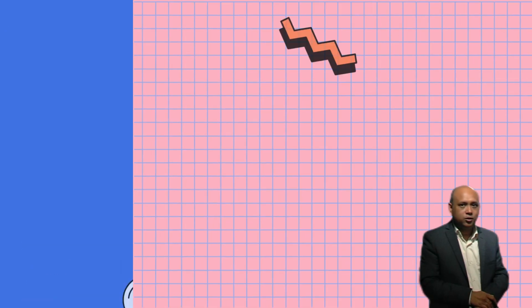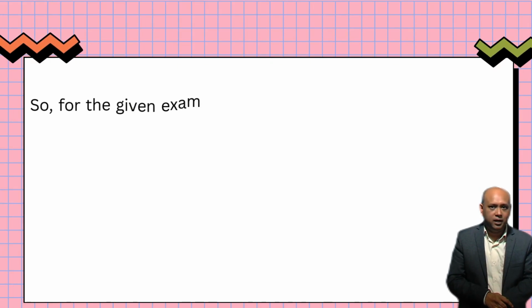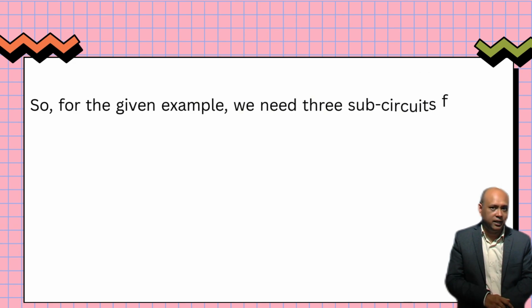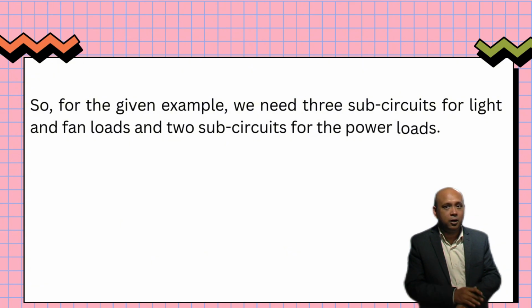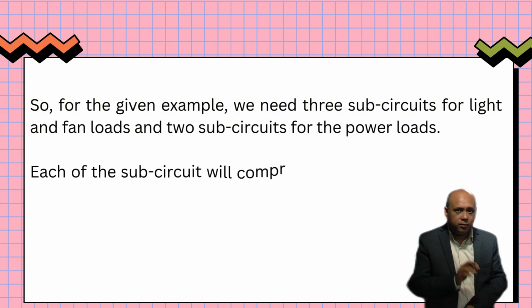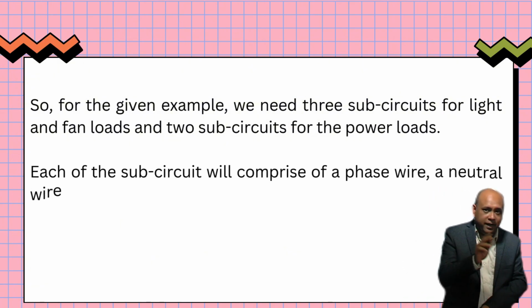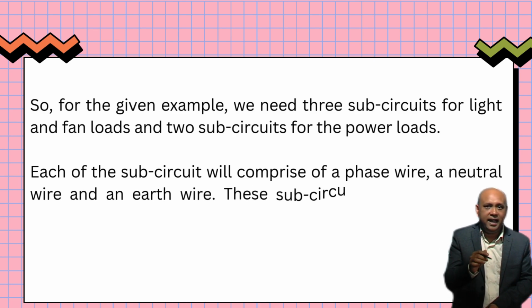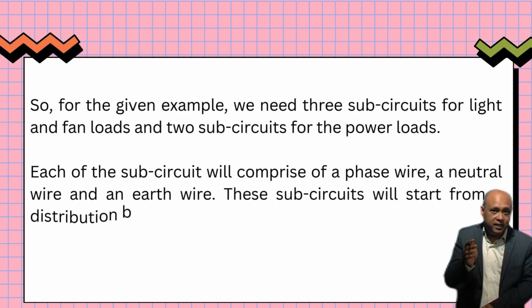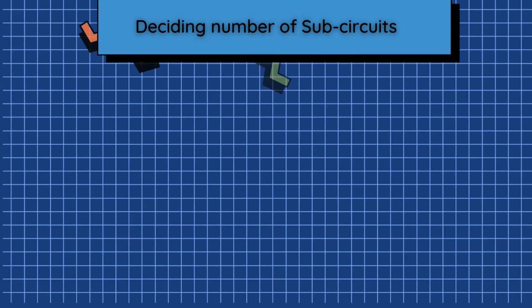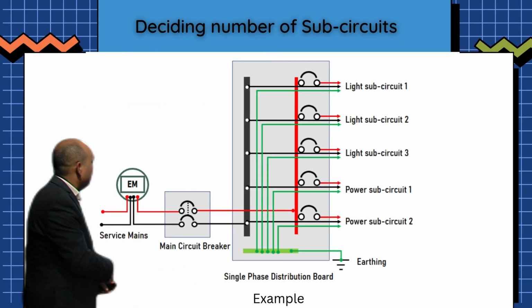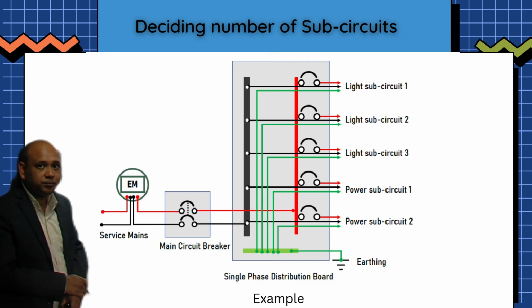So, for the given example, we need 3 subcircuits for the light and fan loads and 2 subcircuits for the power loads. Each of the subcircuits will comprise a phase wire, a neutral wire, and an earth wire. These subcircuits will start from a distribution board. So here is the arrangement.